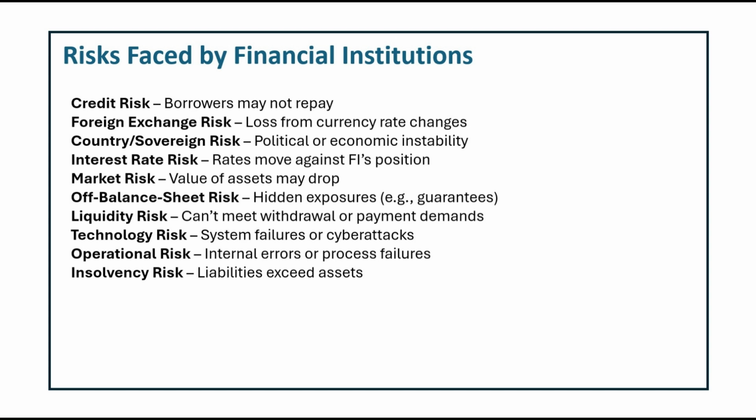Interest rate risk happens when market interest rates move in a way that hurts the institution's earnings. Market risk refers to a drop in the value of investments held by the institution. Off-balance sheet risk involves exposures that aren't on the books, like loan guarantees or derivatives.